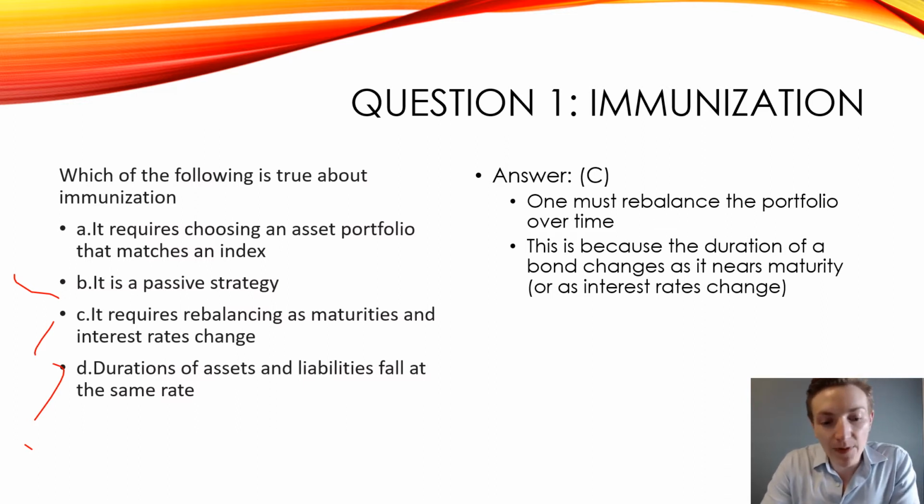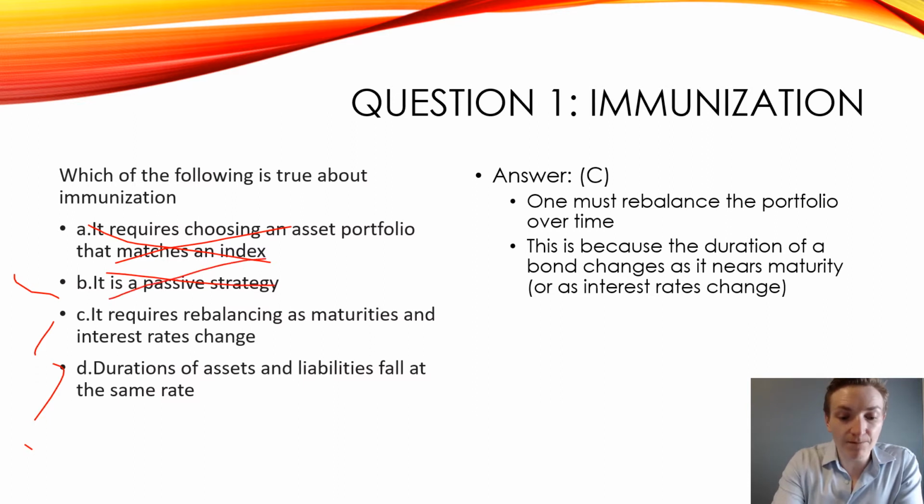So we're basically asked here, which of the following is true about immunization? Our first option is, it requires choosing an asset portfolio that matches an index. This is wrong because it has nothing to do with an index. B is, it's a passive strategy. This is also wrong because bond immunization is not a passive strategy. You have to rebalance your portfolio of assets over time so that the duration of your liabilities matches the duration of your assets again over time.